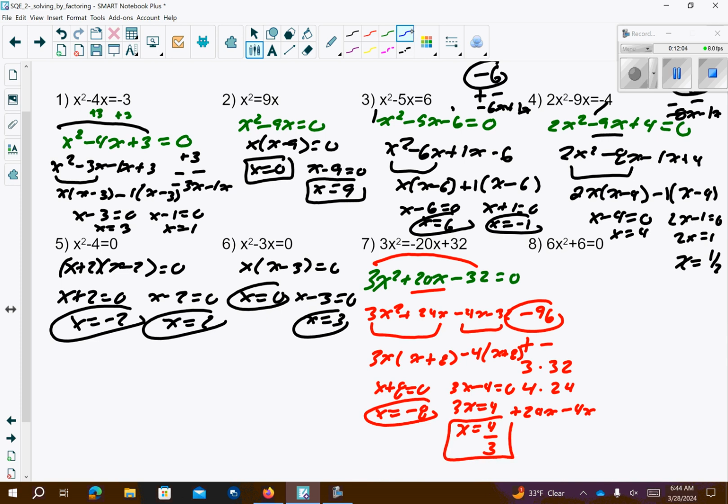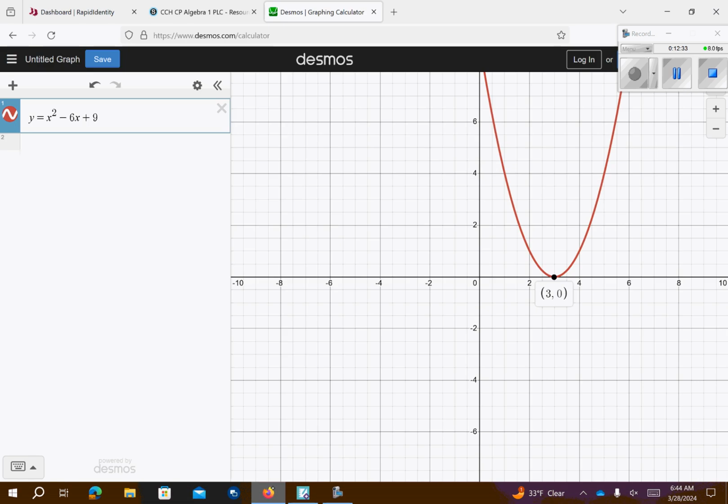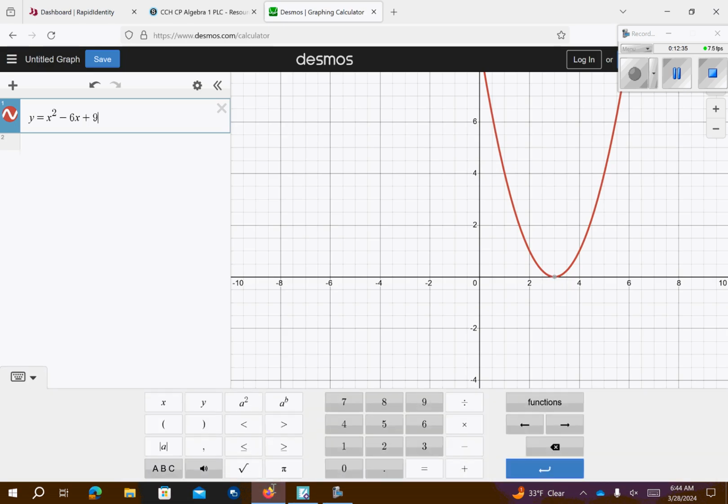Problem number 8. I could factor a 6 out. That's going to be x squared plus 1 equals 0. So this one, it looks like it's a difference of two squares. I can't solve this. Okay, I want to show you what's going to happen here. Remember, we have them either touching the x-axis, or not touching the x-axis, or touching the x-axis twice. So let's plug this one in and see what it actually looks like.